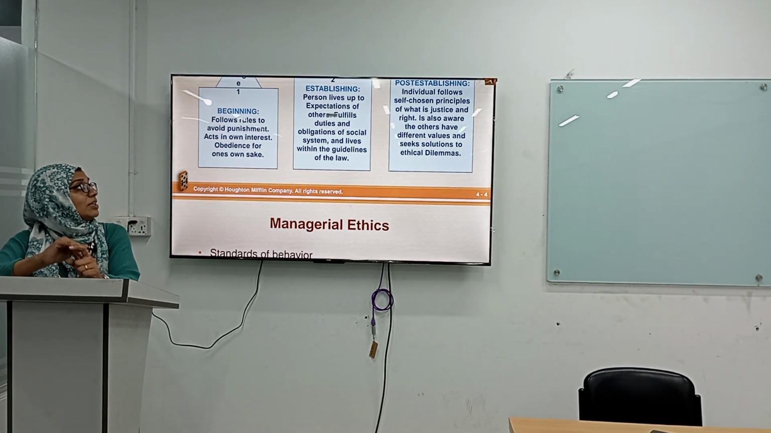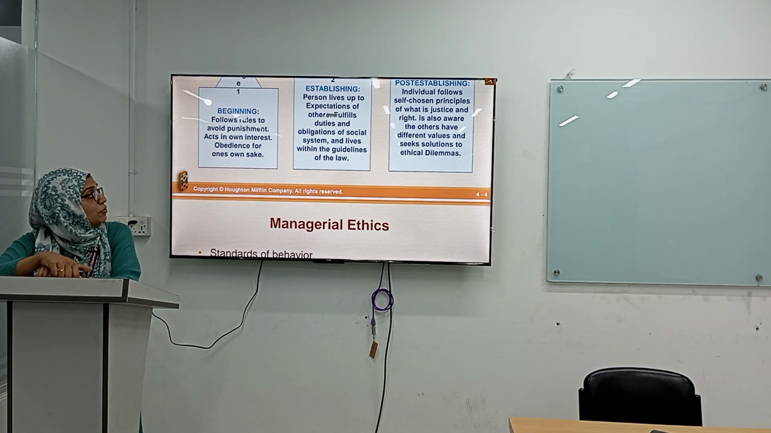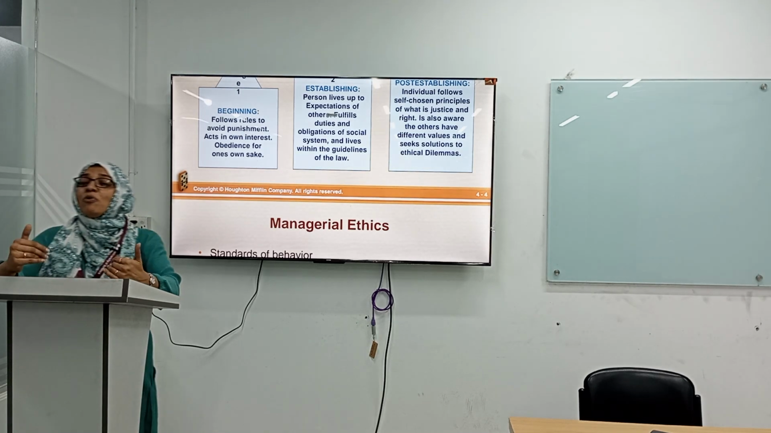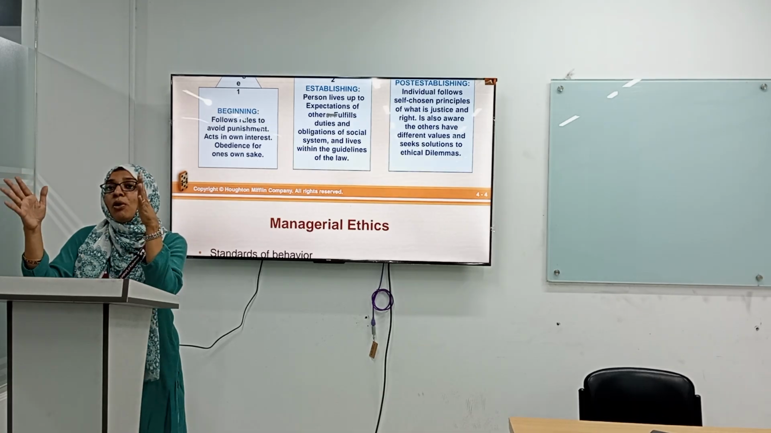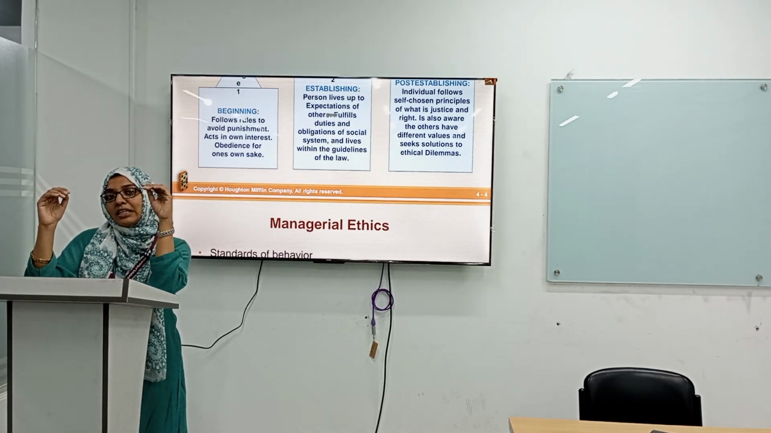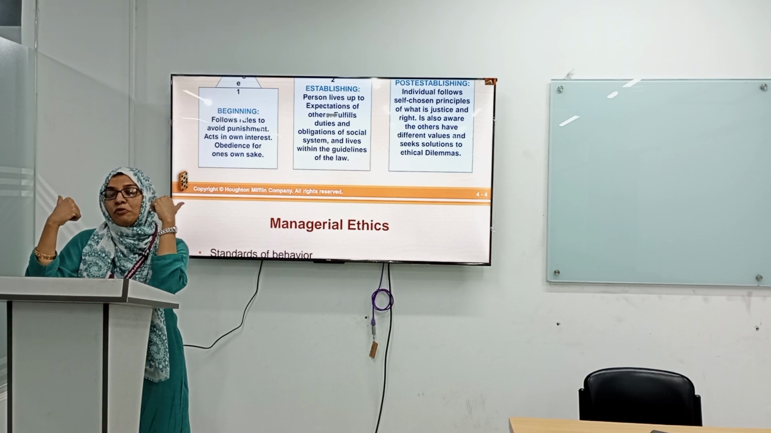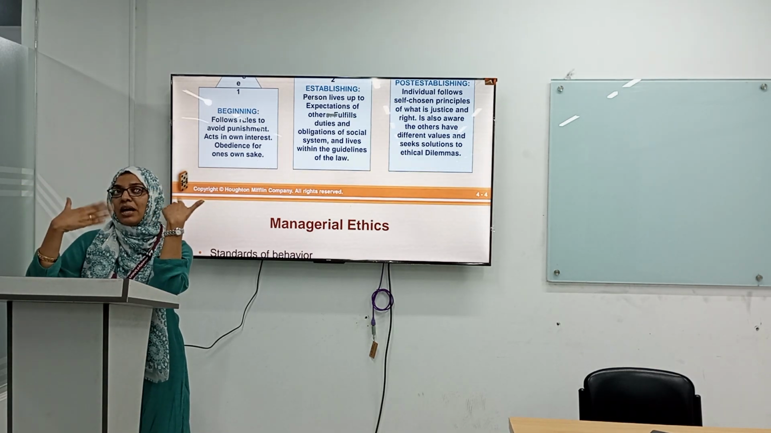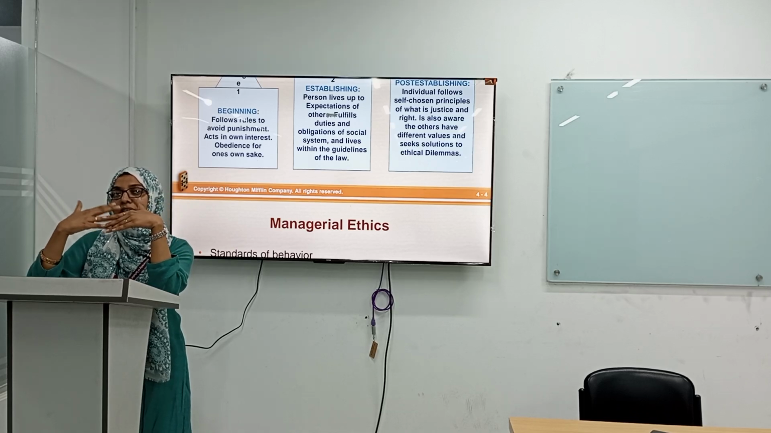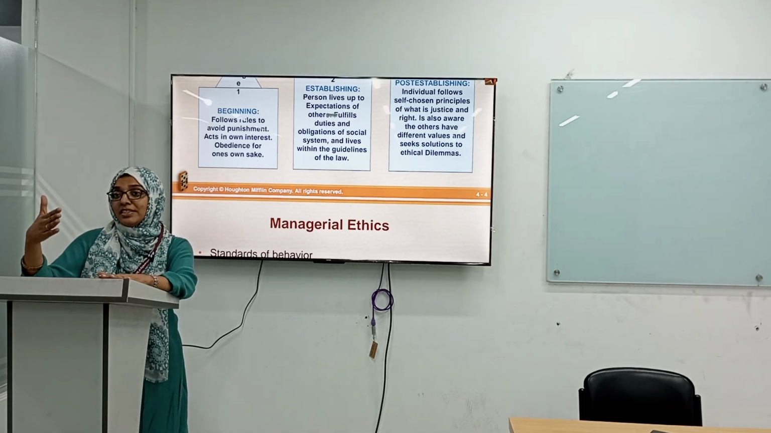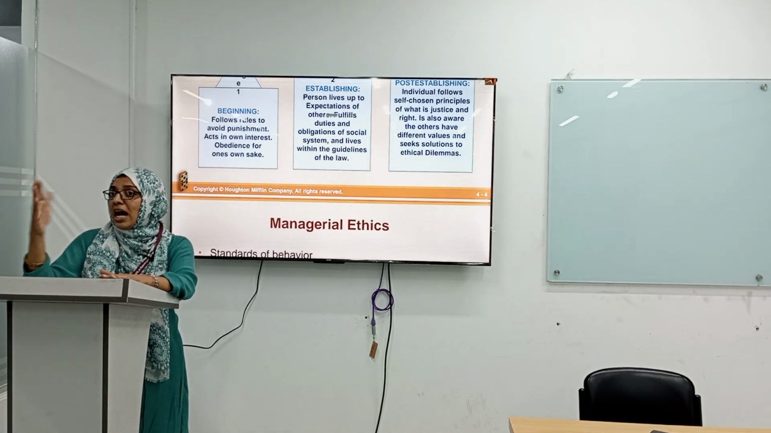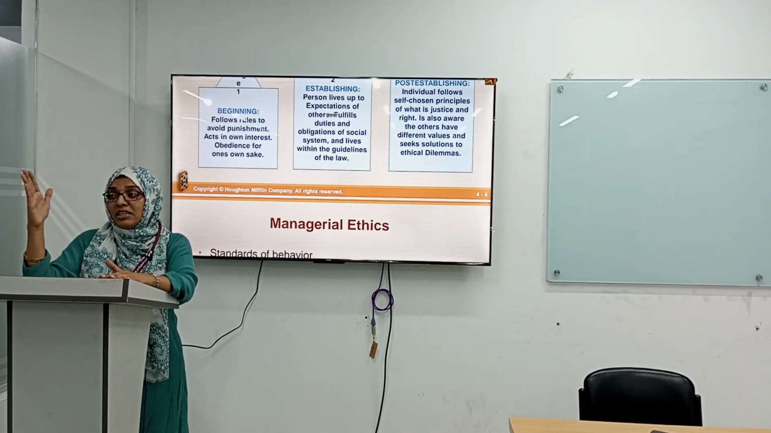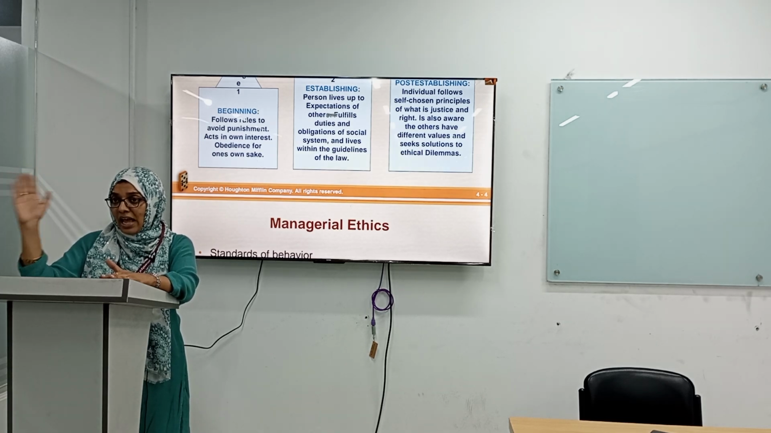And then the established personal life expectation of fulfilling duties, obligations of social systems, living within the guidelines of the law. When we are grown up enough, we know the laws and regulations of the country. At that time we have in our mind that we have to follow this, otherwise I will be punished, otherwise this is the basic norm, as it comes from my upbringing. If my upbringing says that it is wrong, it is in my mind, I will never do it. So it is established in my mind what is ethical practice for this act.